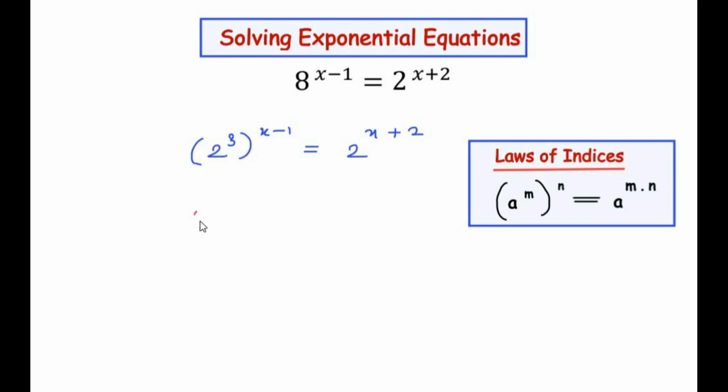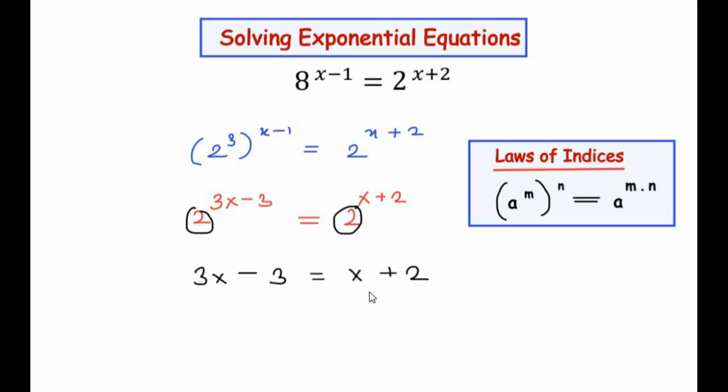Here we have the same base 2, but 3 multiplies with x minus 1. So 3 multiplies with x first, giving us 3x, and then it multiplies with negative 1, giving us negative 3, is equal to, the right hand side remains the same, 2 to the power of x plus 2. Now we have got the bases the same, 2 and 2, so we can equate the powers together. So we have 3x minus 3 is equal to x plus 2.